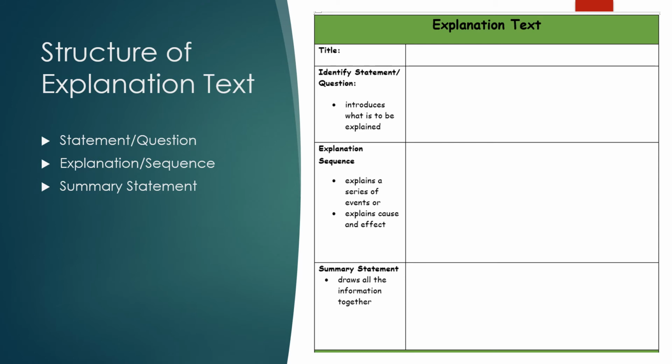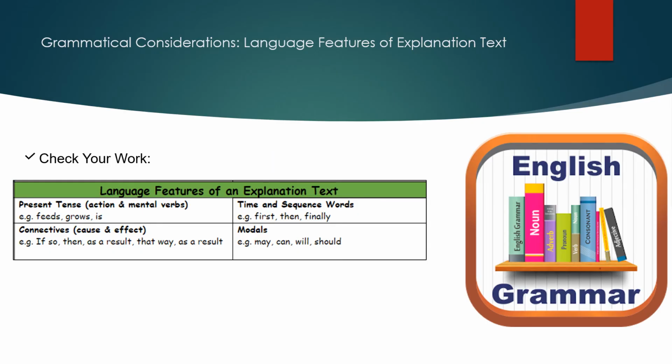Students could then share their explanation texts with each other or with the class and identify the parts of the explanation text. As you are working on explanation text with your students, don't forget to embed some contextual grammatical lessons. Some of the language features of an explanation text include cause and effect and time and sequence connectives, present tense, action verbs and mental verbs, and modals.